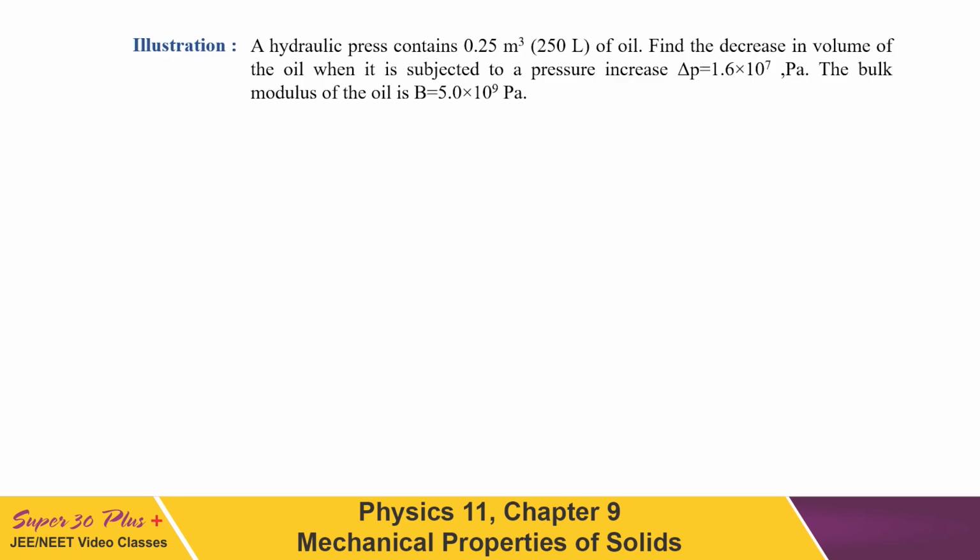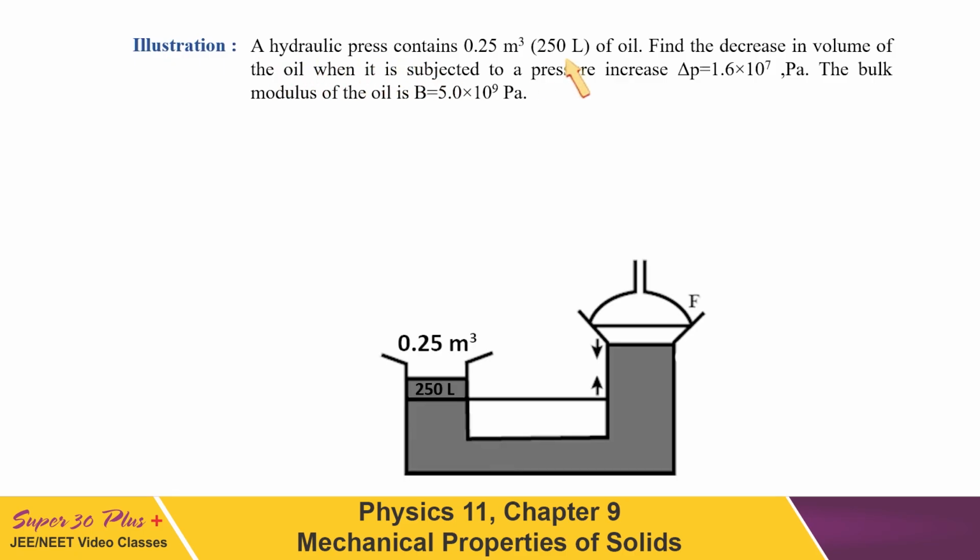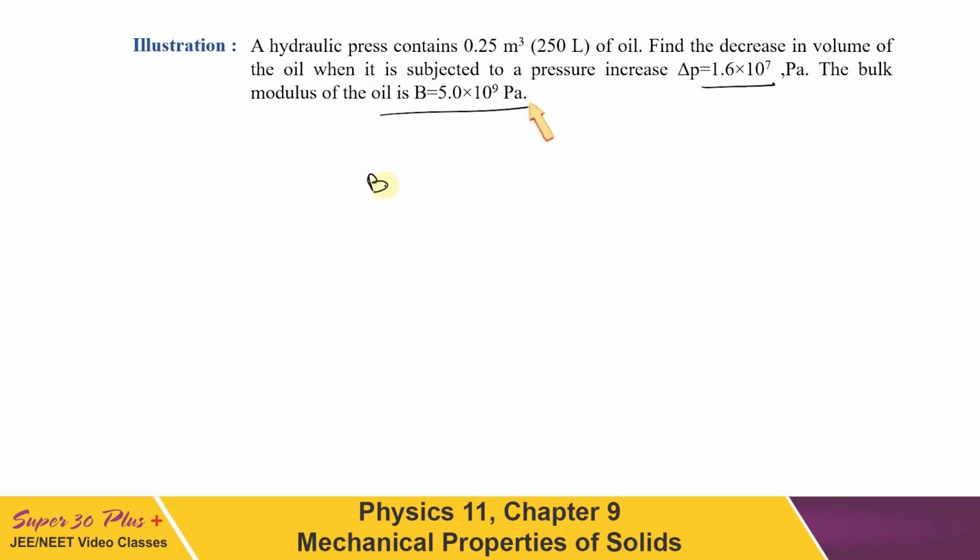The next illustration is a hydraulic press contains 0.25 meter cube of oil. Find the decrease in volume of oil when it is subjected to a pressure increase, that is 1.6 into 10 to the power 7 Pascal. The bulk modulus of the oil is given here. We have to calculate decrease in volume of oil. B, as you know, can be written as delta P upon delta V by V. One minus sign has to be put here.